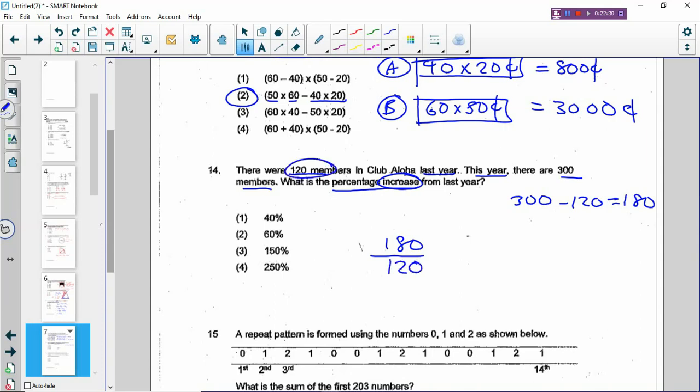So you got your fraction already, right? Okay, once you get your fraction already, there are two ways to get your percentage. You can either make the denominator into 100, or you can just multiply by 100%. So you can choose either one.